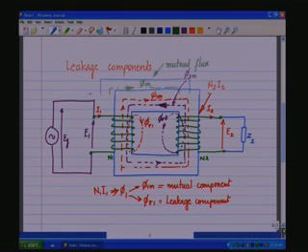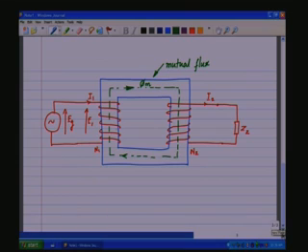And in the primary we saw that N1 I1 is producing flux phi 1, which has two components, phi 1m and phi sigma 1. Phi 1m is the mutual component, phi sigma 1 is the leakage component. There is a leakage component here. So, we have a leakage component of the flux phi sigma 1.